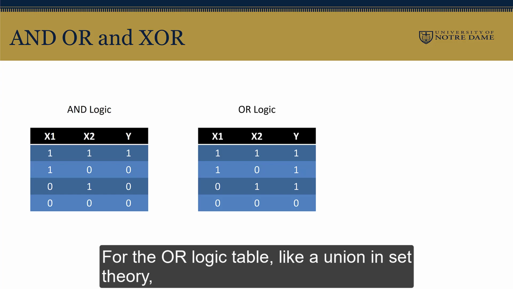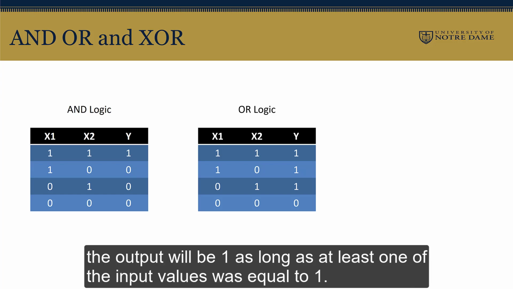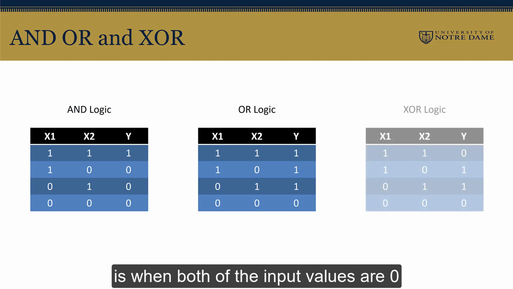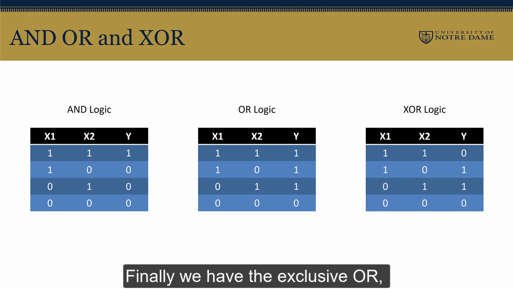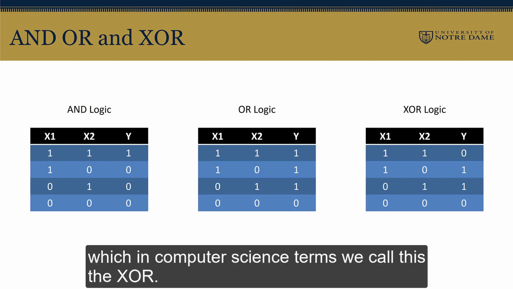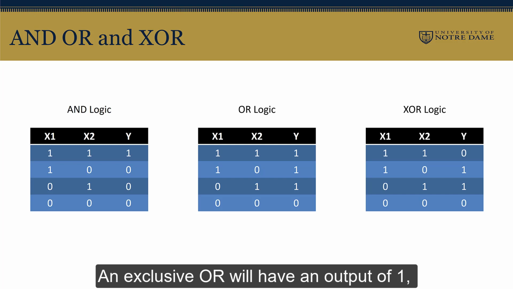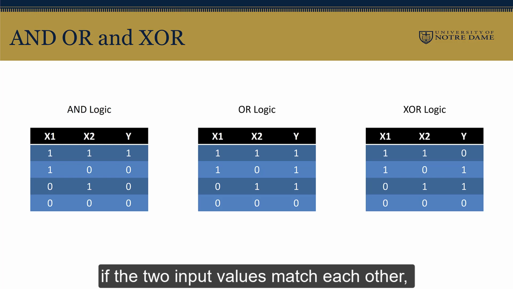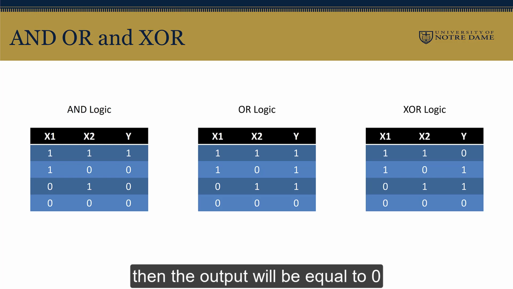For the OR logic table, like a union in set theory, the output will be 1 as long as at least one of the input values was equal to 1. The only case where the output is 0 is when both of the input values are 0. Finally, we have the exclusive OR, which in computer science terms we call the XOR. An exclusive OR will have an output of 1 when exactly one of the inputs is equal to 1. If the two input values match each other, then the output will be equal to 0.